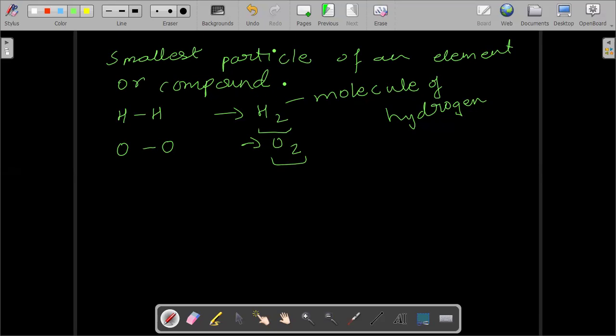Chemically combined in a fixed? Okay, let's say your doubt will be cleared along the class as we move on.